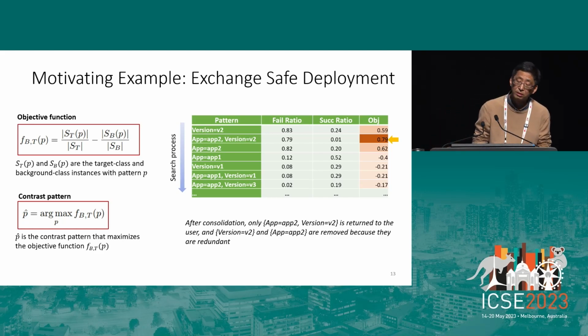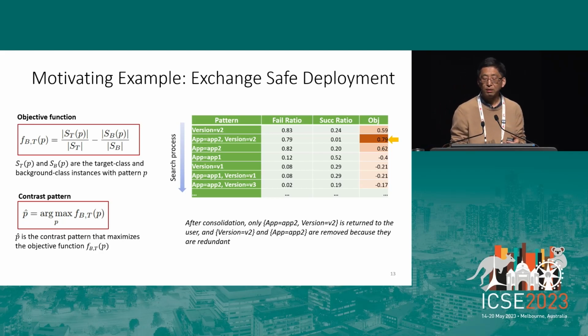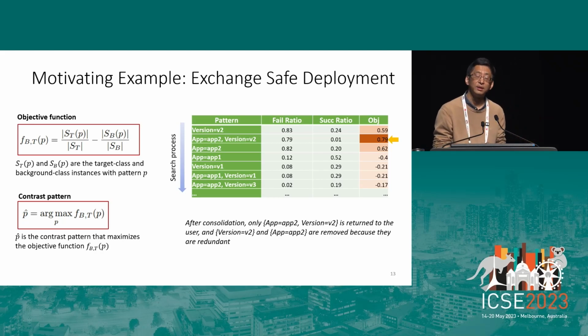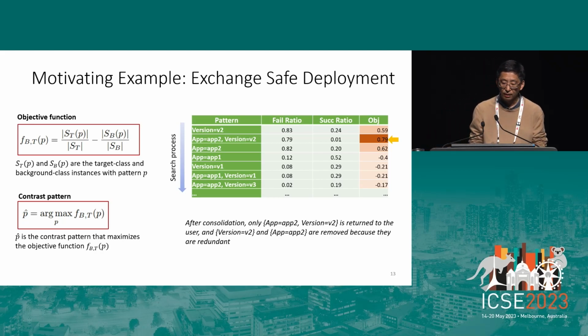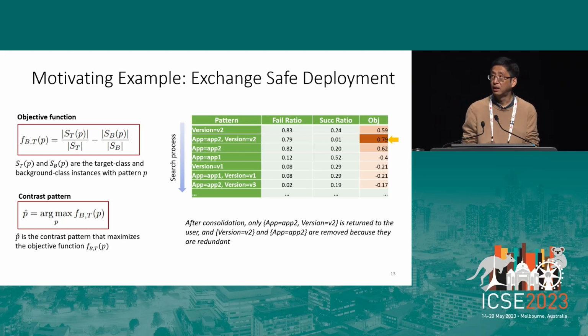So that's a simple local search problem. For the example, version 2, app, version 2, and so on, we identify the top 3 possible candidates. Then we do pattern consolidation. Then we only return this app2 v2 as the contrast pattern to the user, to the developers. So that's the final result, and developers could identify the system problem based on our returned results.